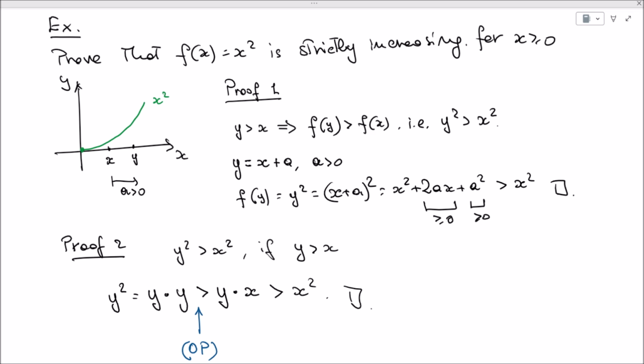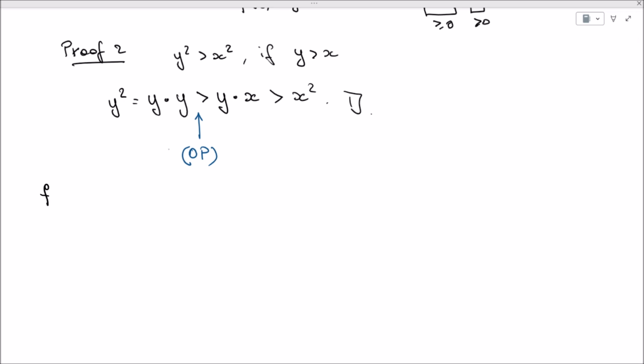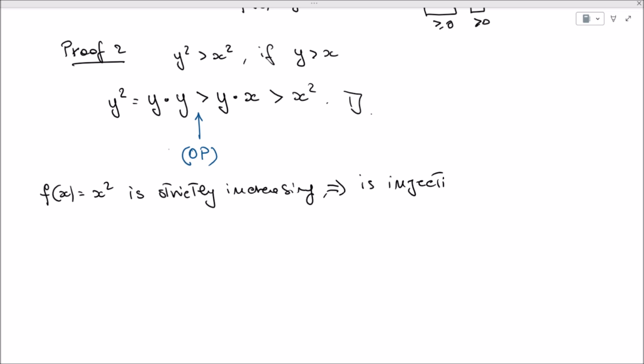Now, at this point we know that f of x equal to x squared is strictly increasing. And that also proves that the function is injective. In fact, if we look again at the graph of the function x squared, injectivity means that for every possible horizontal line we cross the graph only once, and this is exactly what happens. For every strictly increasing function, that proves the injectivity of the function itself.